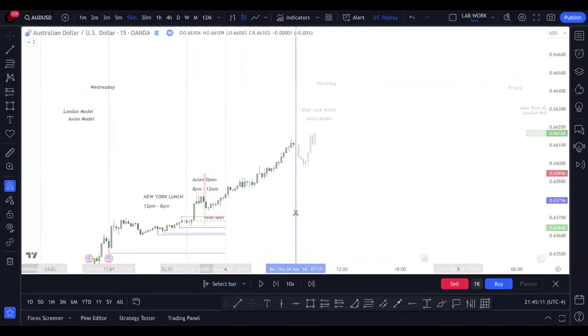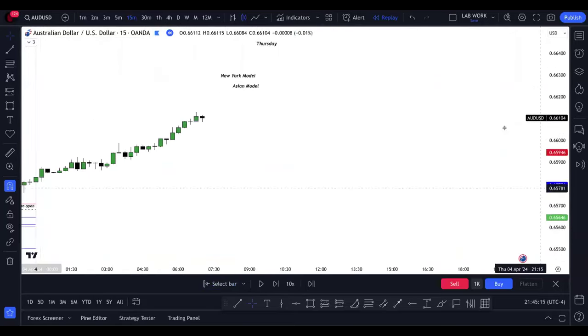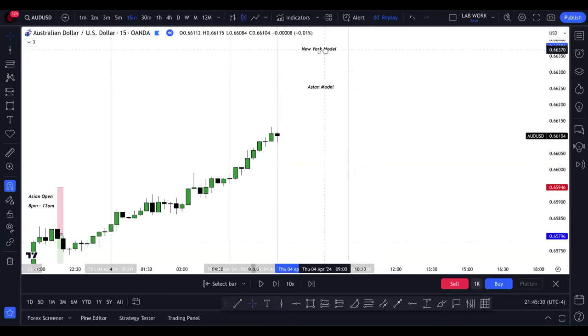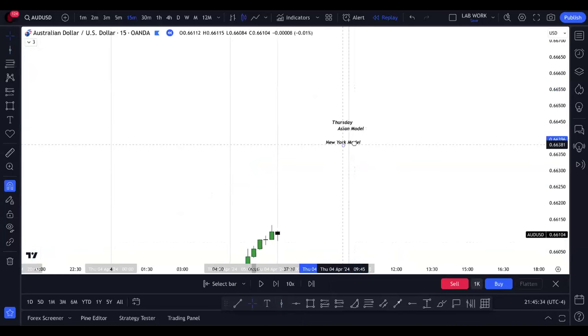Now, this is our first New York model that we're talking about for the day. Same thing. We're taking 5 a.m. to 7 a.m. And then we've got the end of the kill zone, which is 10 a.m. Let's move these up so we can see the price.